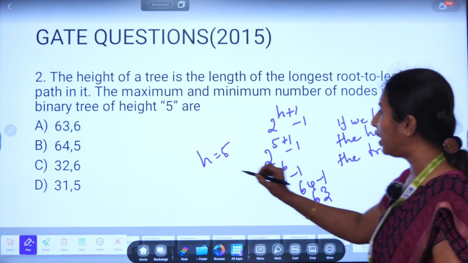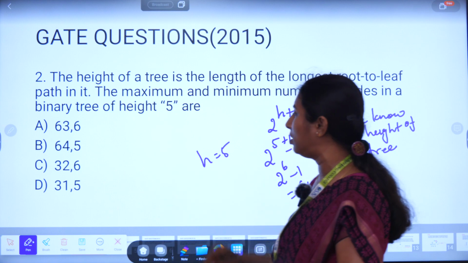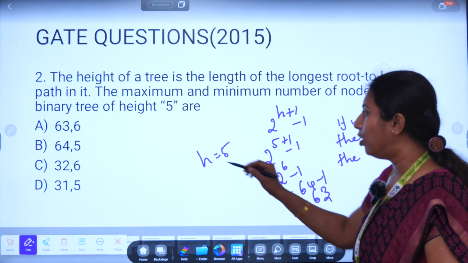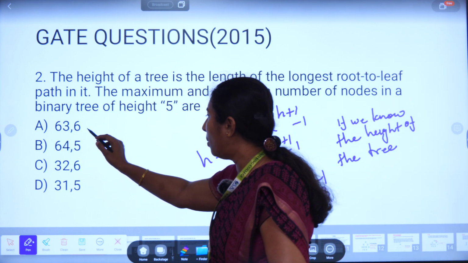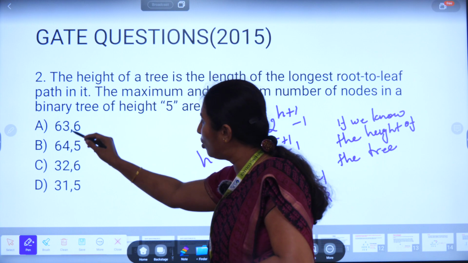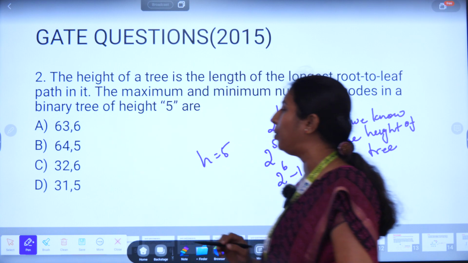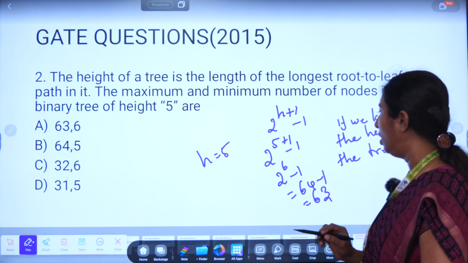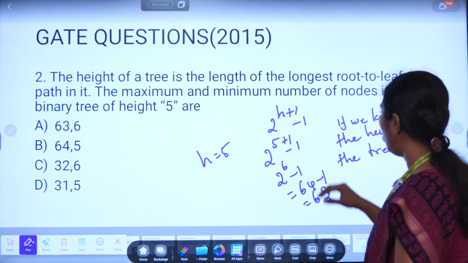With this we can come to a conclusion with the options given over here: option A is the answer for this question. But we should also know how to compute the minimum number of nodes. So let us now go on with that.